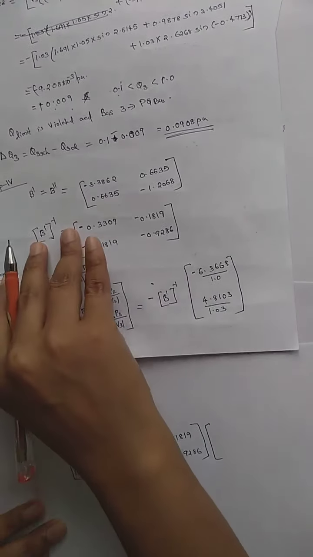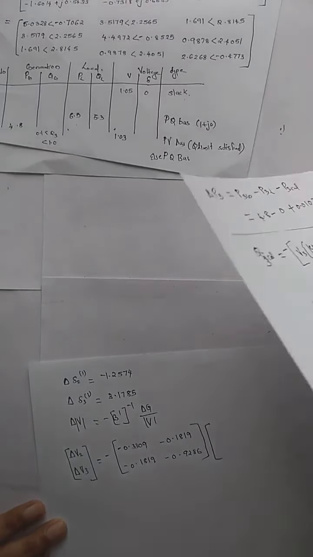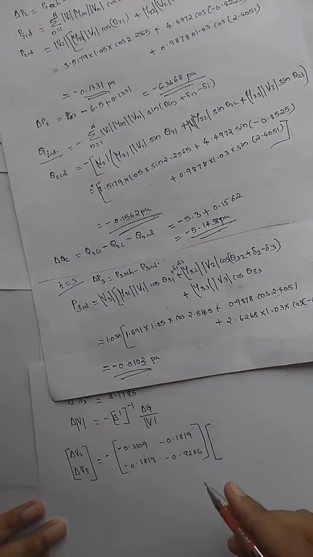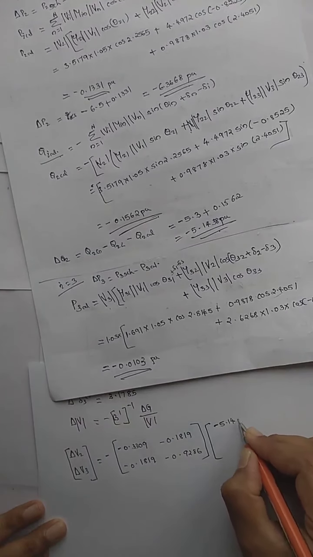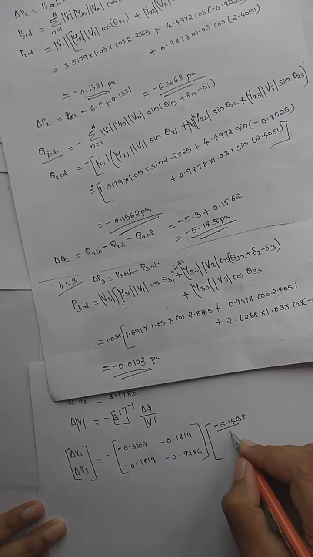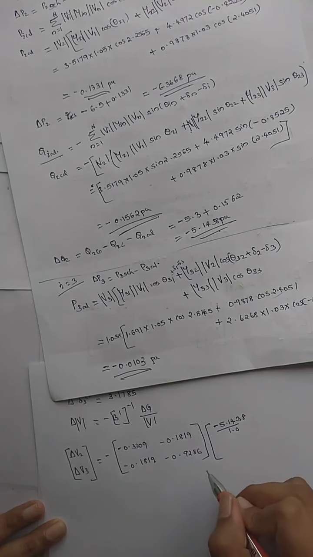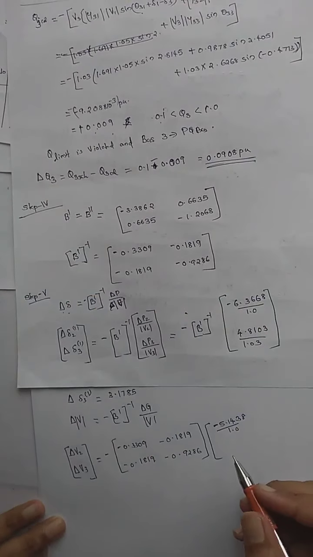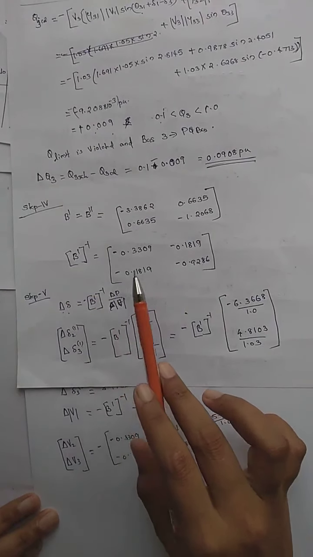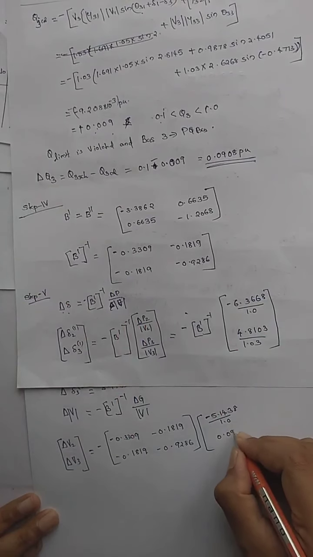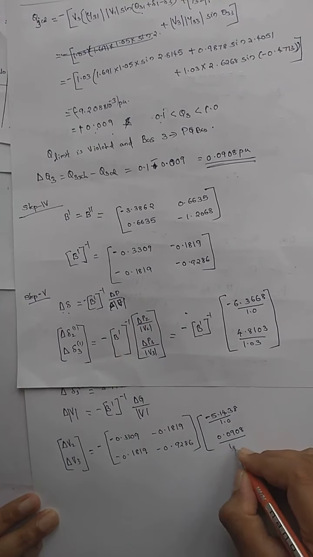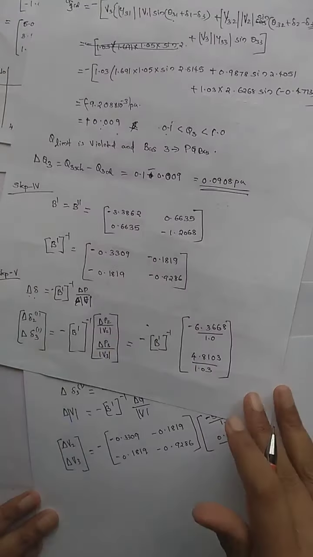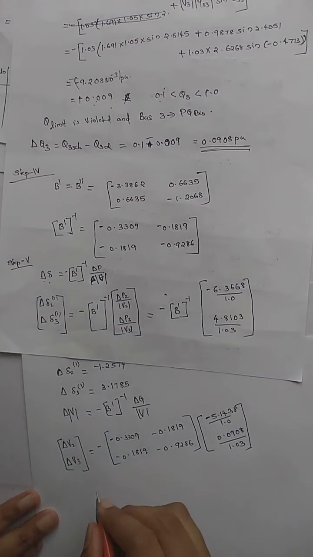What is the delta Q2 value? We have to find it out. Delta Q2 is minus 5.1438, and the V2 value is 1 itself. And what is the delta Q3 value? The delta Q3 value we found is 0.0908 divided by 1.03, isn't it? It is 1.03, and we have to find the answer.